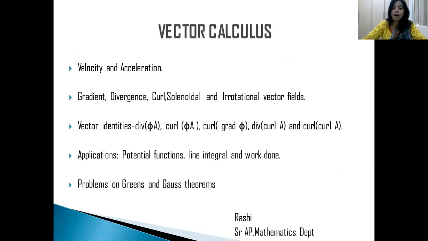Then we will discuss the application of vector calculus in potential functions, line integral, work done, as well as problems on Green's theorem and Gauss divergence theorem. In today's lecture, I will be covering velocity and acceleration. Let us start the topic.